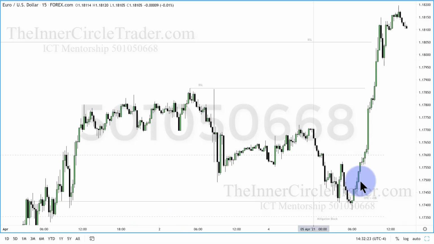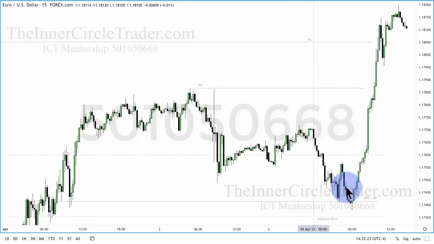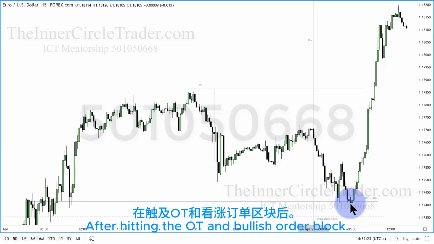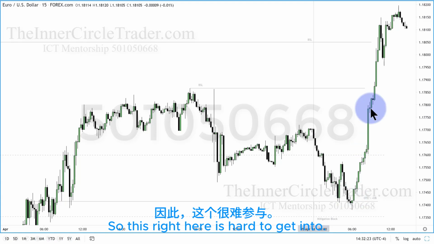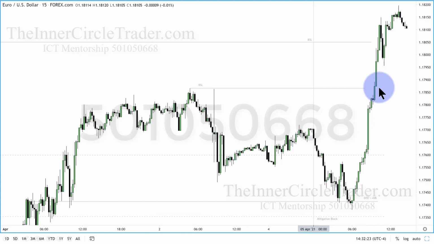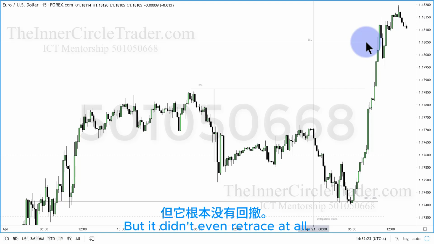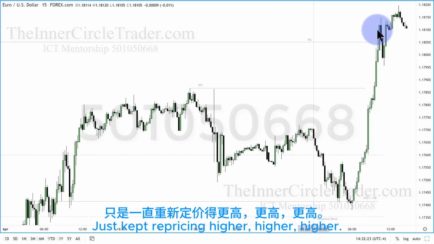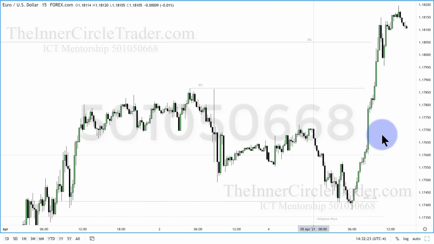Euro-dollar 15-minute time frame, buy side liquidity pool, and buy side liquidity pool, as I mentioned on the hourly chart. After hitting the OTE and bullish order block, strong repricing. So this right here is hard to get into because it didn't give you much of a retracement, it didn't give you institutional order flow. I was watching this candle here, seeing if it would have come back down into it. I would have bought there with a run to there, but it didn't even retrace at all, just kept repricing higher, higher, higher, higher. So that's why it turned into just me watching these levels here in a recording.